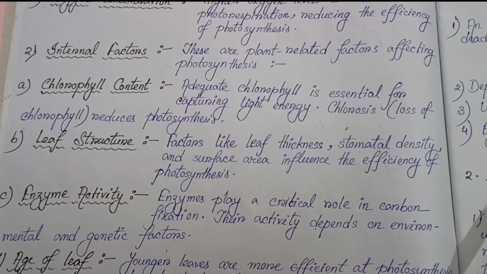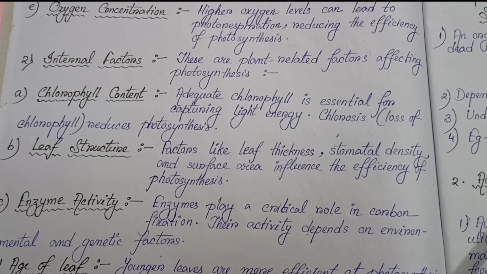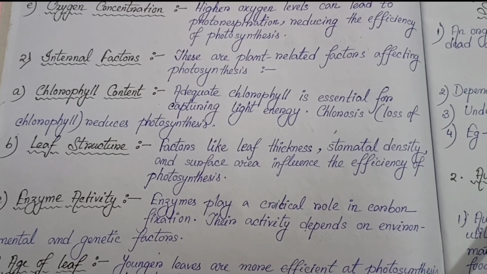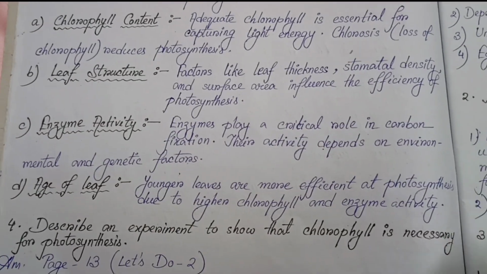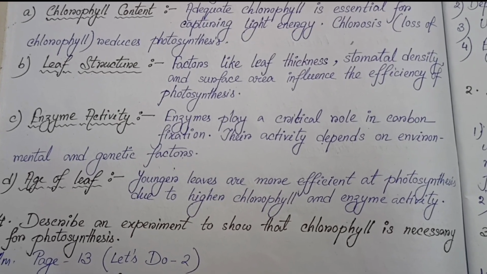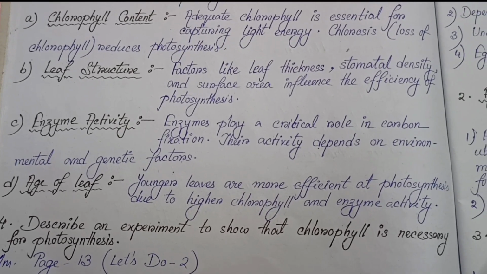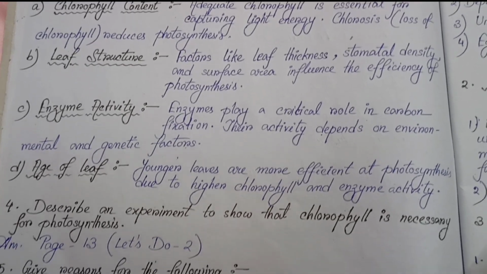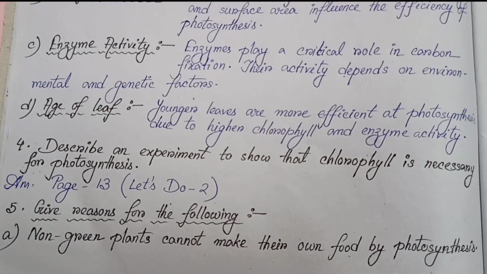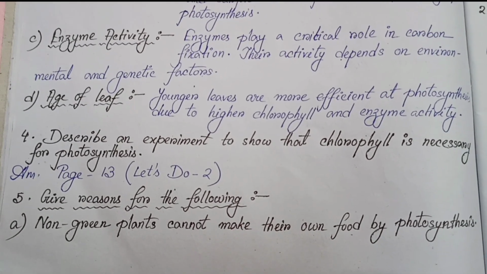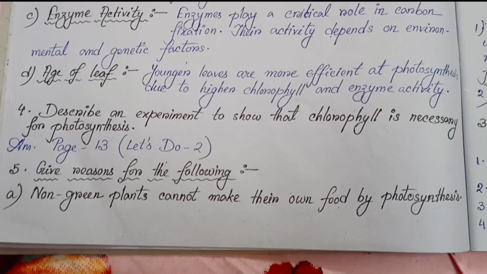Number B, leaf structure. Factors like leaf thickness, stomatal density, and surface area influence the efficiency of photosynthesis. Number C, enzyme activity. Enzymes play a critical role in carbon fixation. Their capacity depends on environmental and genetic factors. Number D, age of leaf. Younger leaves are more efficient at photosynthesis due to higher chlorophyll and enzyme activity.